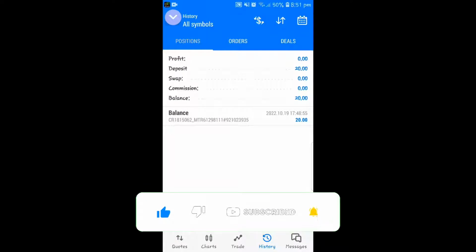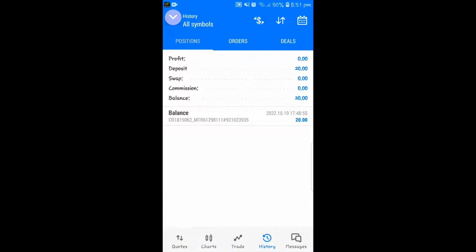What's going on, everyone? So today we are doing account growth. Okay, now I know I've been doing flipping accounts. Now I want to do account growth, how to grow a small account. So you're going to grow this $20 into $100.